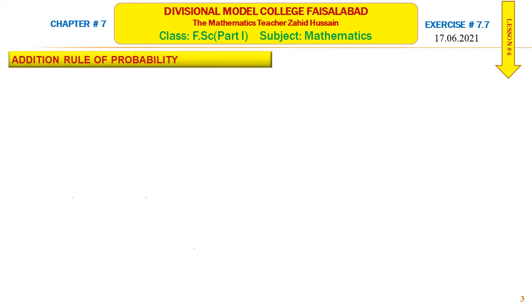Now, addition rule of probability, when we will add the probability. Now, if there are more than one event, then the probabilities of those events will be added to get the probability of the combined events.